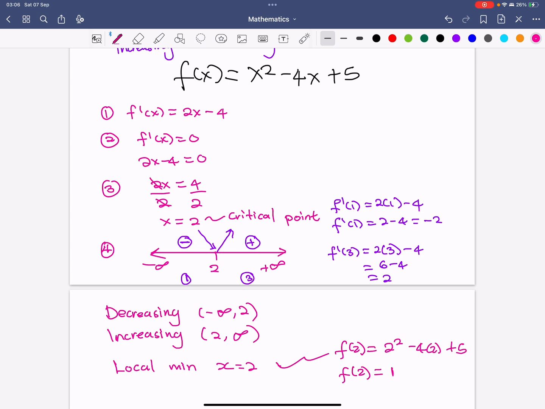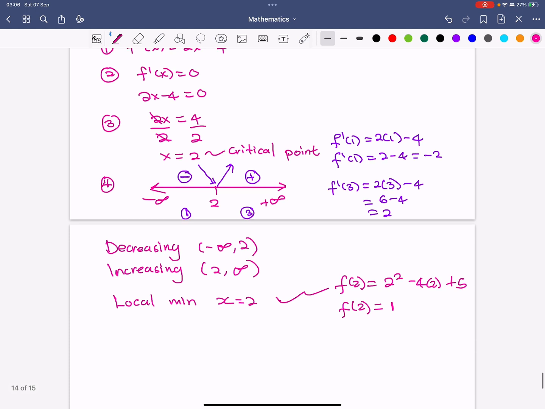I just want to verify this on my calculator: minus 4 times 2 plus 5. Yes, we have a local minimum at 1. If you were to plot this graph, you would see that you have the turning point at the point (2, 1). That's the turning point, where you have your local minimum.